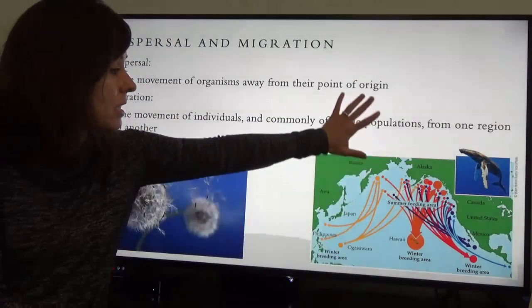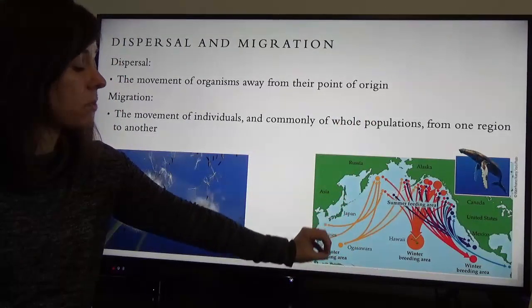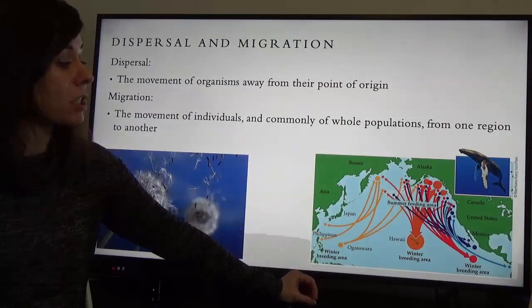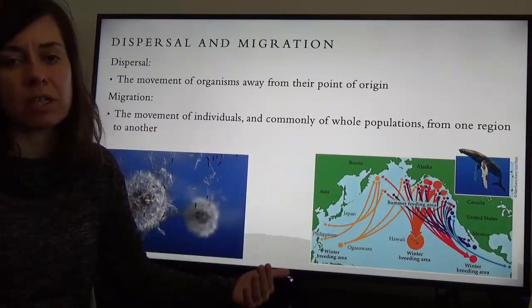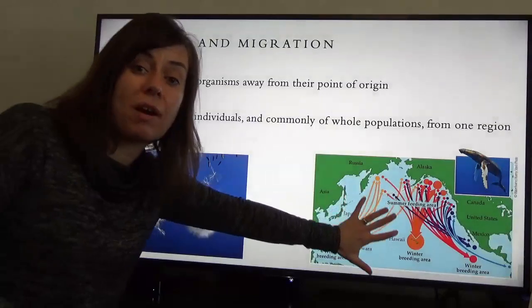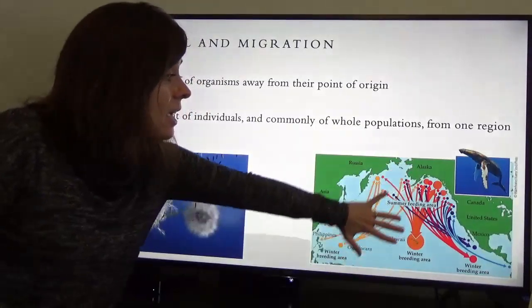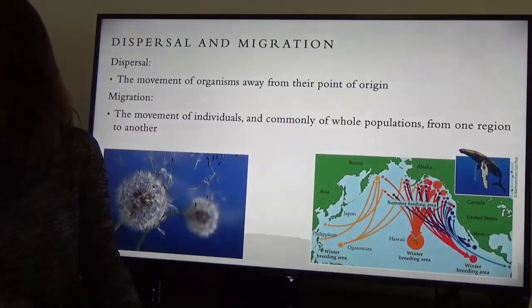So this seasonal movement of individuals, and typically entire populations, from one region to another and back, is what we refer to as migration. And when we think about the habitat requirements, the geographic range of a species like this, it's all of those areas that it's using.